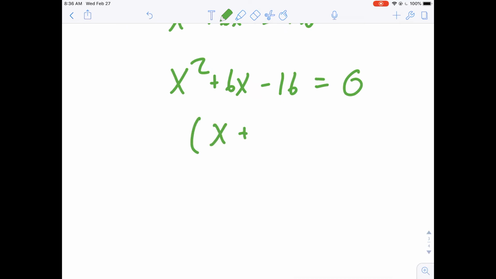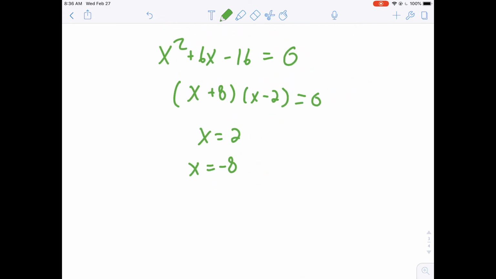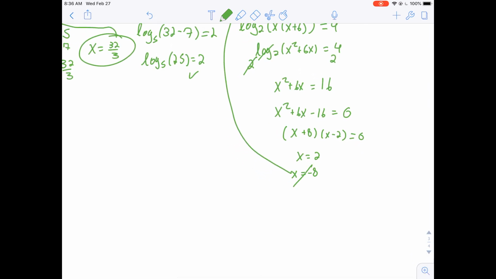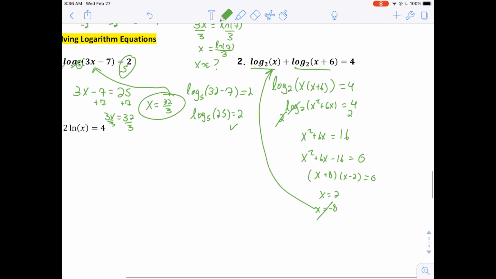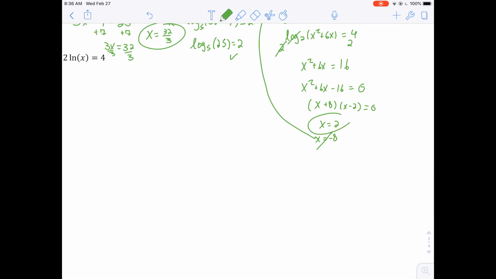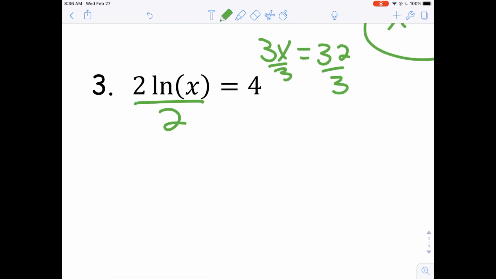Continuing this problem. x plus 8, x minus 2, factoring, equals 0. So we get x equals 2 and x equals negative 8. Let's see if they're going to work. So if we look at it right away, negative 8 is definitely not going to work because we can't plug negatives into log. So if we did 2, it would be a 2 here, it would be an 8 here. So that would be 1 plus 3 equals 4. Boom. Good.